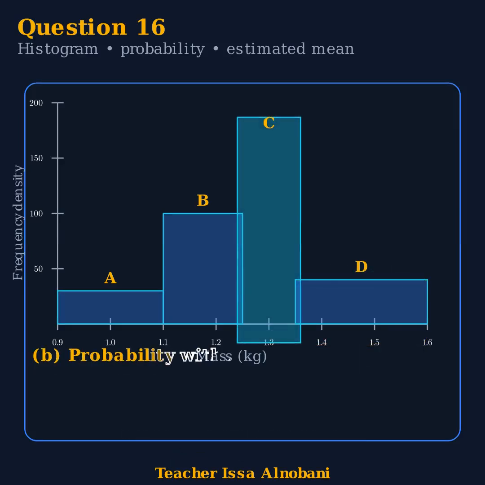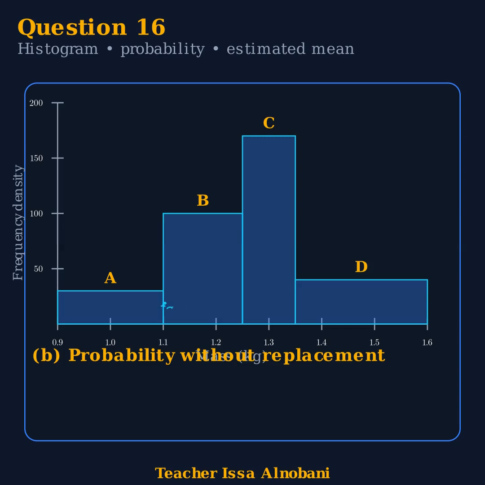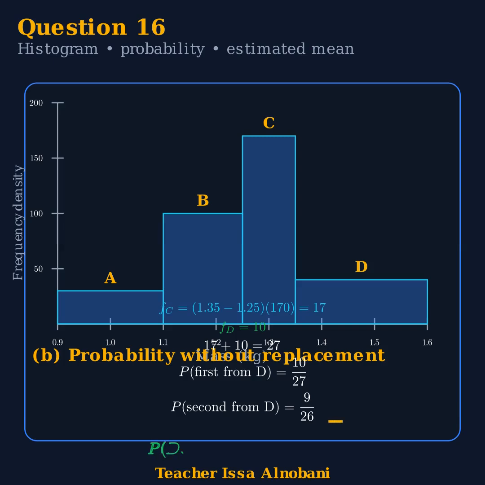Category C has width 0.1 and frequency density 170. So its frequency is 17. Together, categories C and D contain 27 coconuts. For the first choice, the probability of choosing from D is 10 over 27. There is no replacement. So for the second choice, 9 coconuts from D remain out of 26. Multiplying gives 5 over 39.